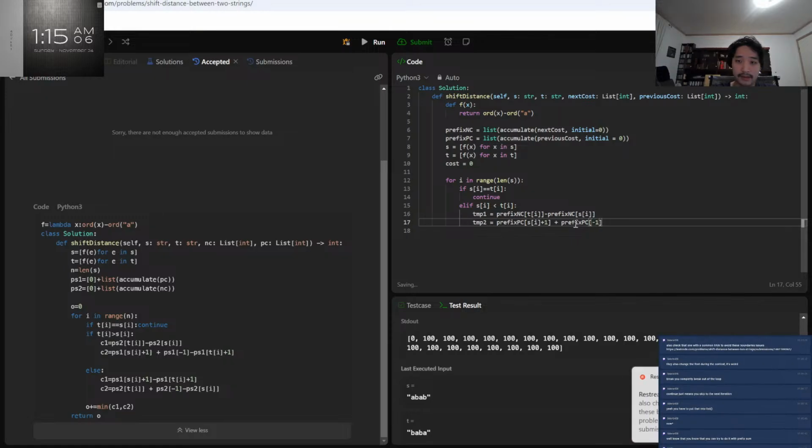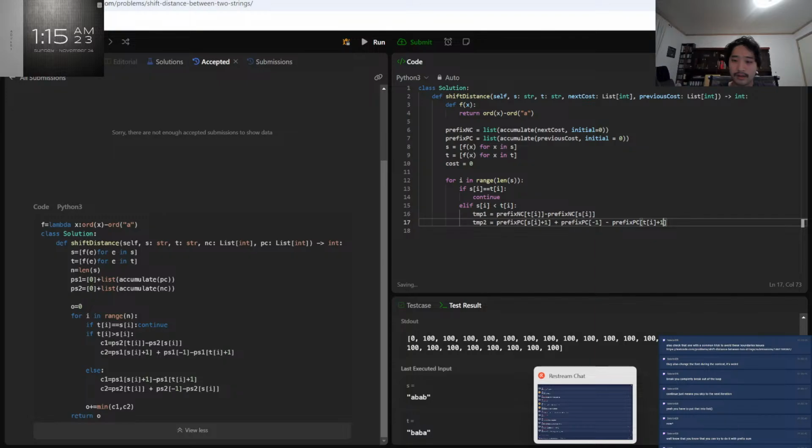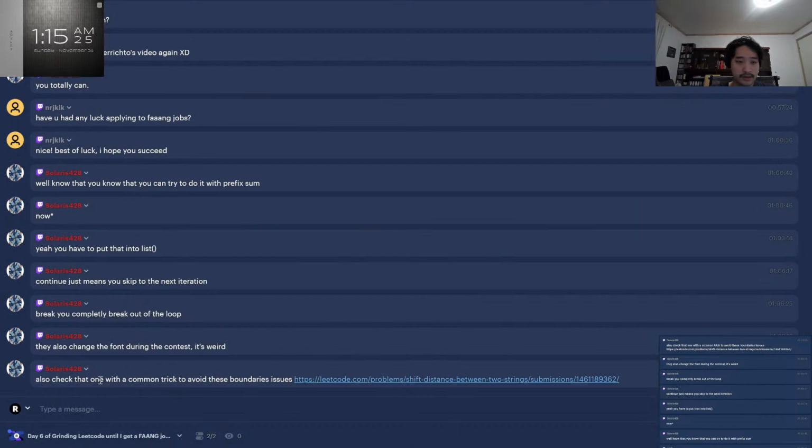Solaris 428: also check that one with a common trick to avoid these boundary issues. https://leetcode.com/problem/shift distance between two strings /submissions/14611893662/. I'll check that one with a common trick to avoid these boundary issues.